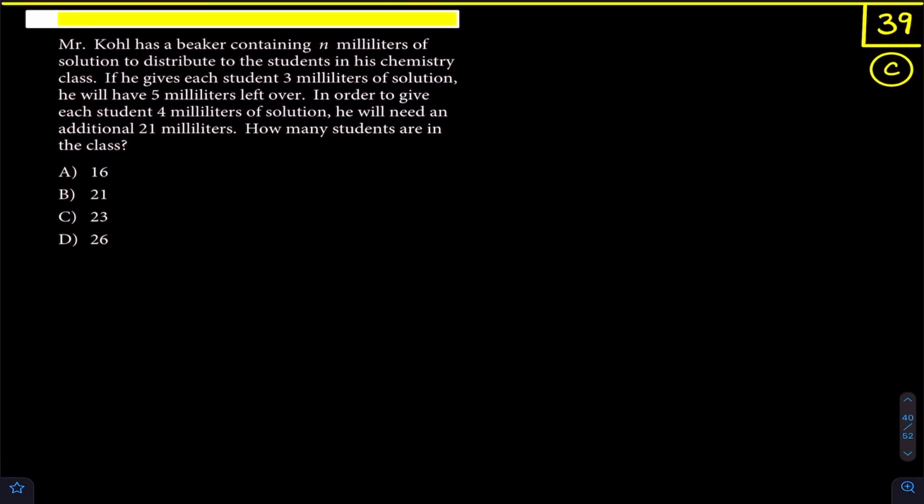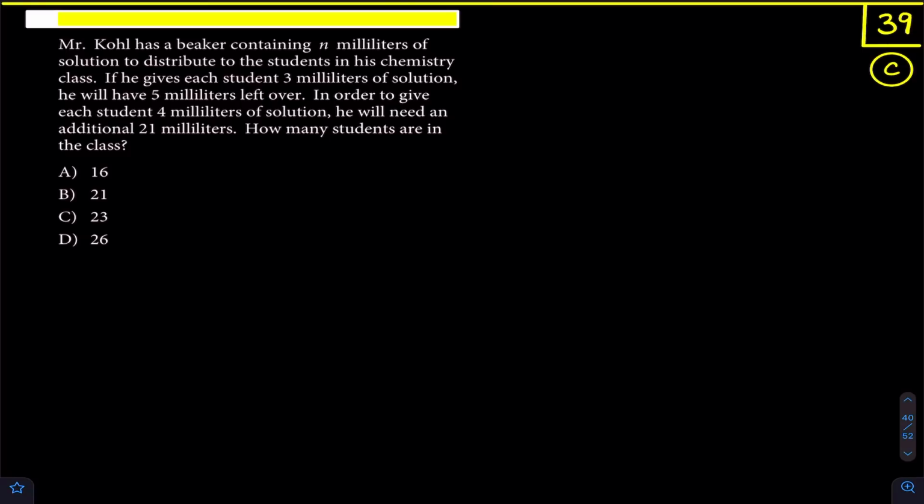So moving on to problem 39, this problem says Mr. Cole has a beaker containing n milliliters of solution to distribute to the students in his chemistry class. If he gives each student 3 milliliters of solution, he will have 5 milliliters left over. In order to give each student 4 milliliters of solution, he will need an additional 21 milliliters. How many students are in the class?